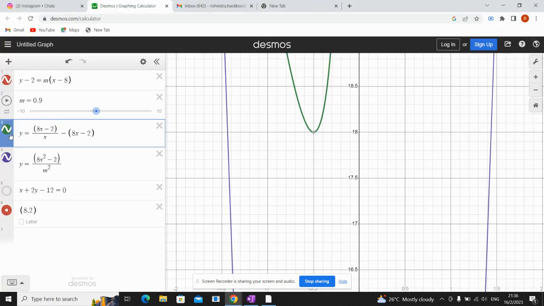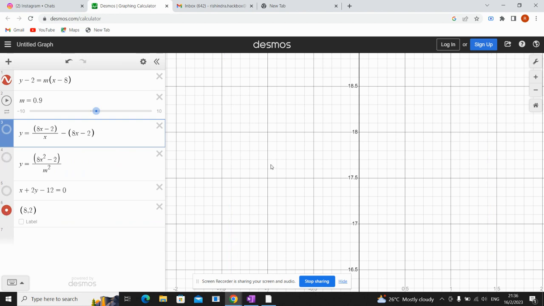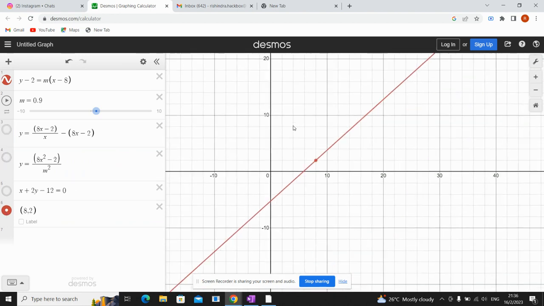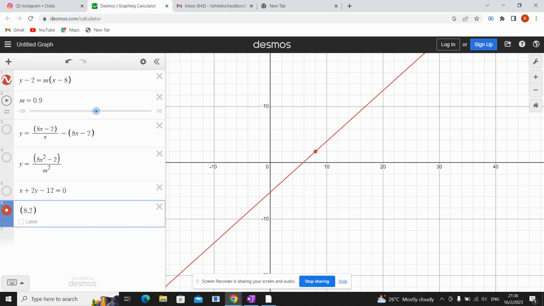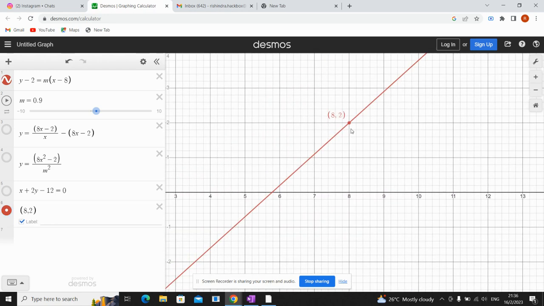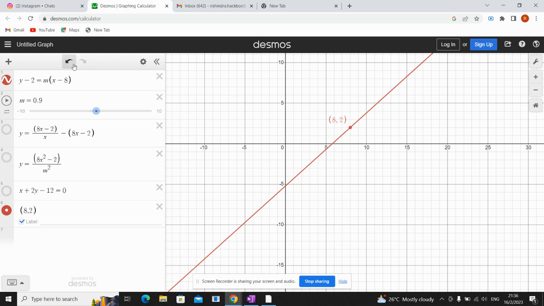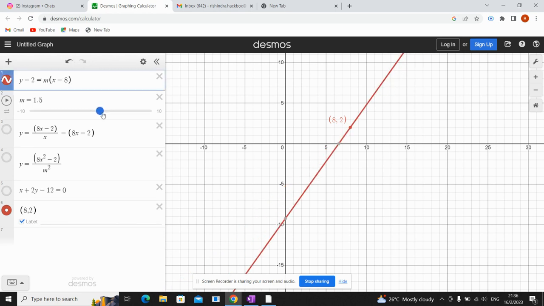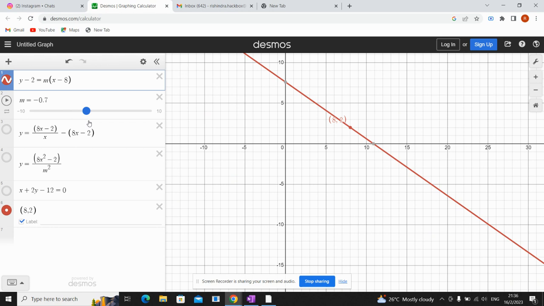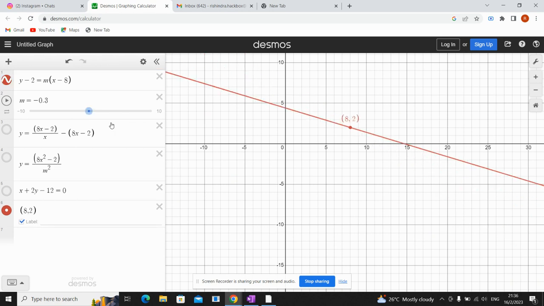Look at the graph. This dotted point is (8, 2), and this is the line y equals mx plus c. Here we can change the slope. If we change the slope from minus 10 to plus 10, this is how the line moves according to the change in slope. Now you get the idea.